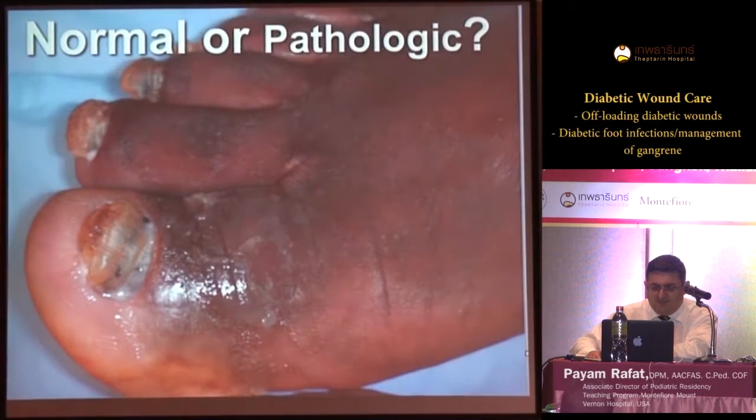Now, looking at this, does this look normal or pathologic?